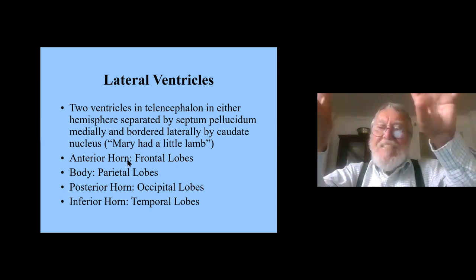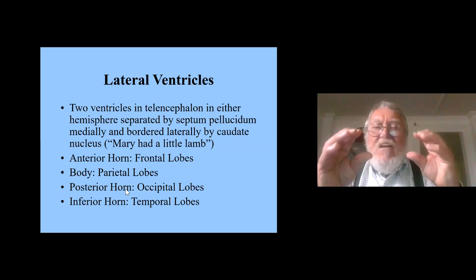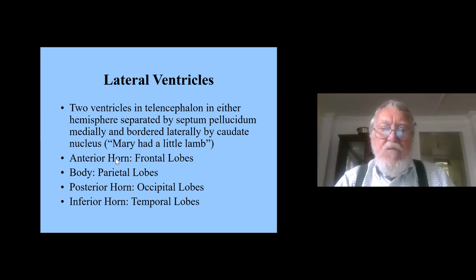It's big, it's the largest, it's the widest. Then in the parietal lobes, you're in the body of the lateral ventricle. Then in the occipital and temporal lobes, you're in the posterior horn of the lateral ventricle and the inferior horn. These so-called horns are a lot thinner than what you see for the anterior horn.